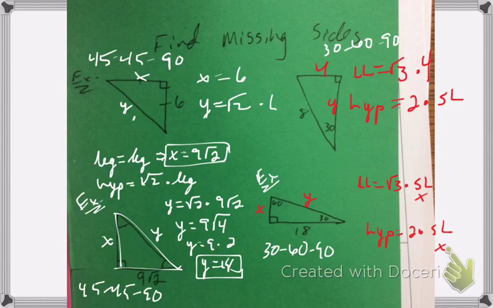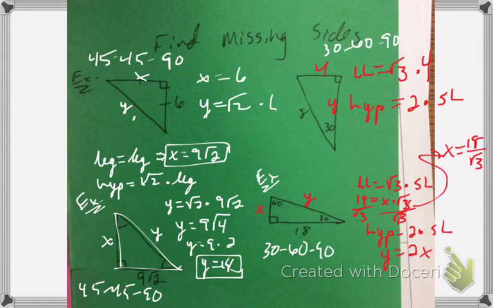Okay? Y is the hypotenuse. So I'm going to plug in y here. So I get y equals 2x, and I cannot solve that equation. The long leg is 18. So I get 18 equals x times radical 3. Now, I can solve that equation simply by dividing by the square root of 3. So now, I'm going to bring it up here. X equals 18 over the square root of 3.